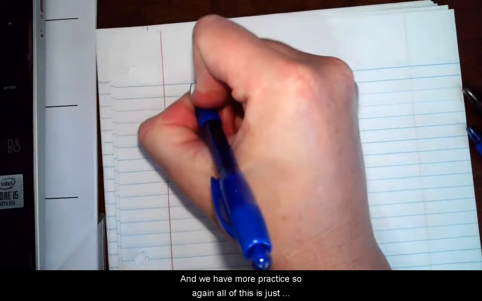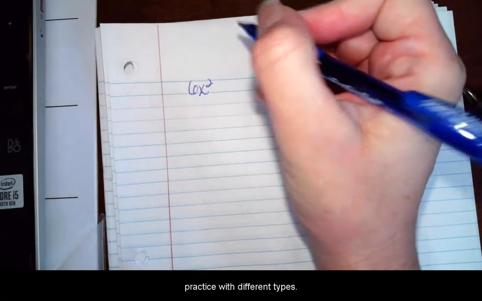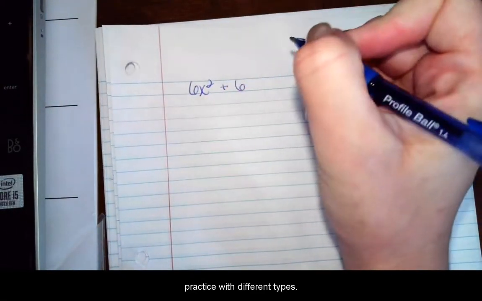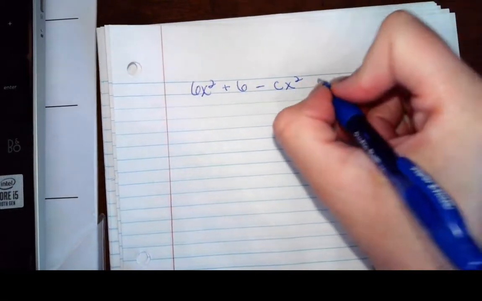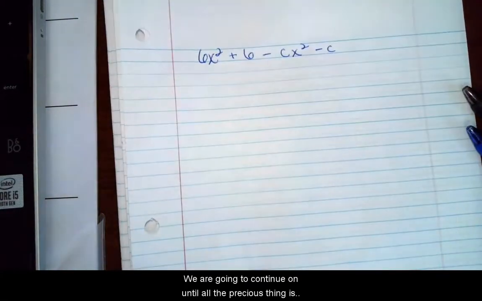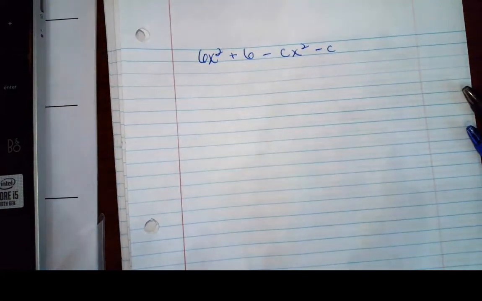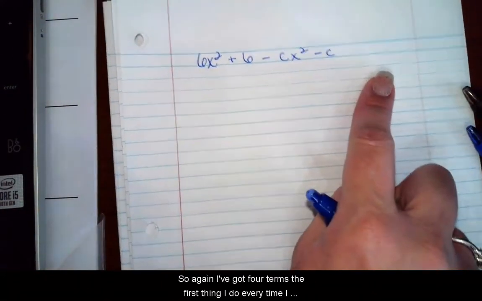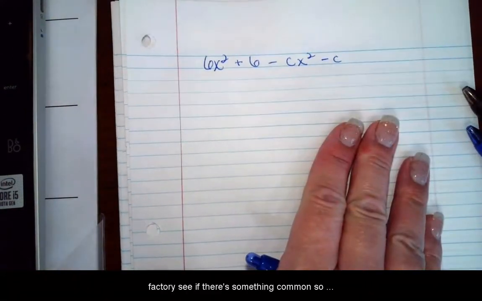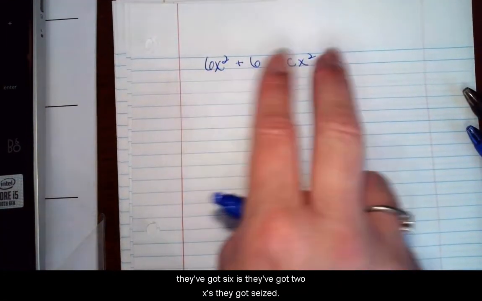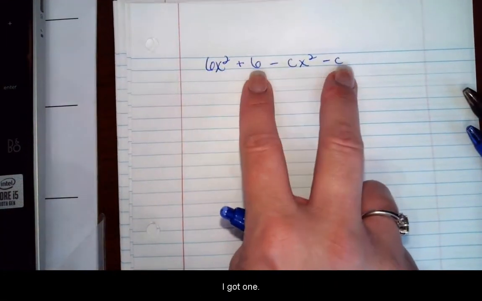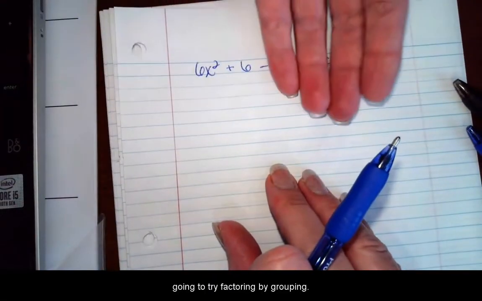Have more practice. So again, all of this is just practice with different types of factoring. So we are going to continue on until all the practicing is done. So again, I've got 4 terms. The first thing I do every time I factor is see if there's something common. So they've got 6's, they've got x's, they've got c's, they've got 1. But there's nothing common across all 4 terms. So I'm going to try factoring by grouping.